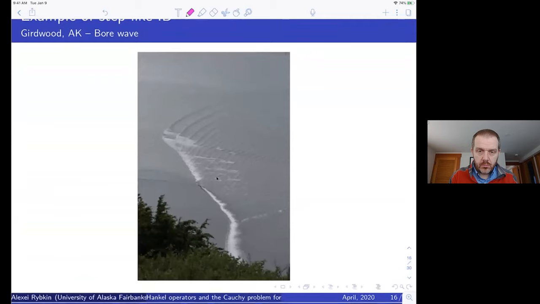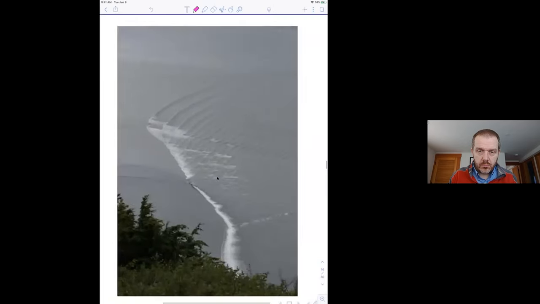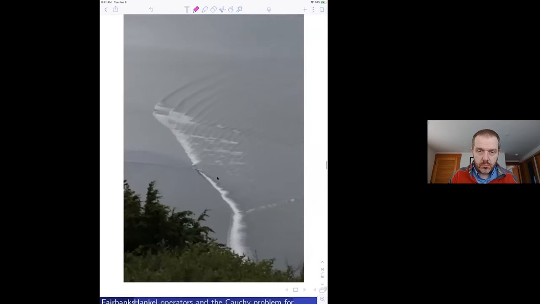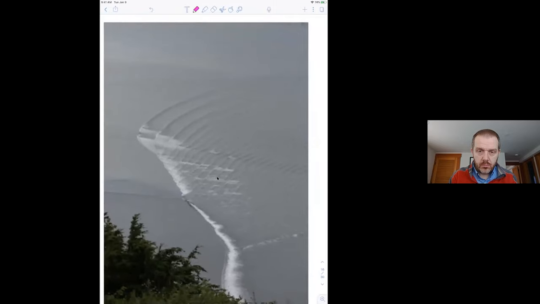Now let me find a way to come on. This is a good example of such a profile, not totally wild, but nevertheless, it's a picture taken. I once ran an REU on bore waves, and we had good footage, but it was not digital, so we didn't have a good digital camera. And when it was digitalized, the picture was not particularly good, although it was extremely impressive.